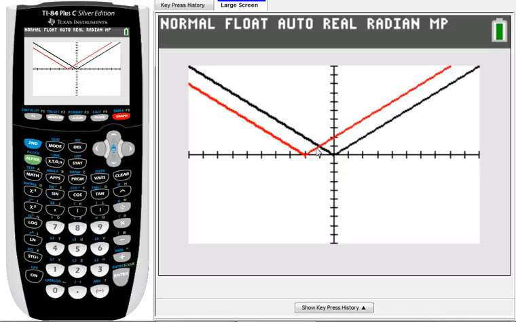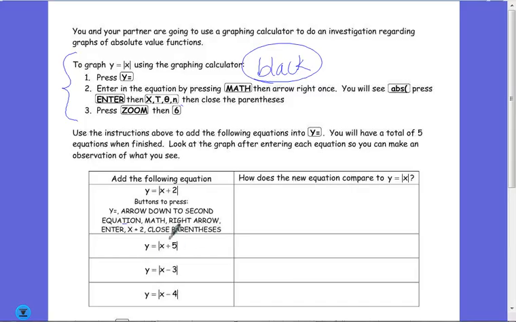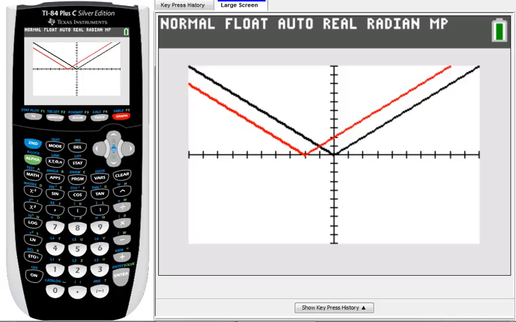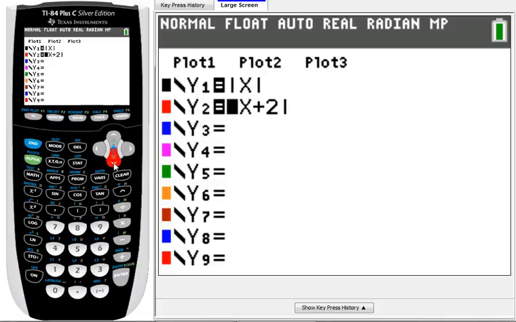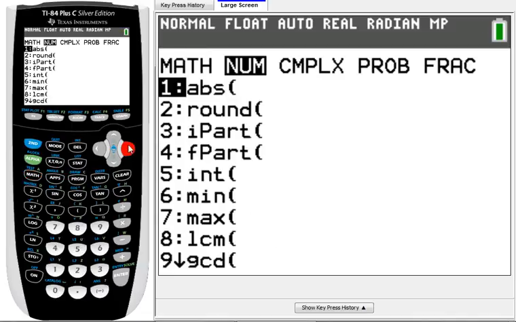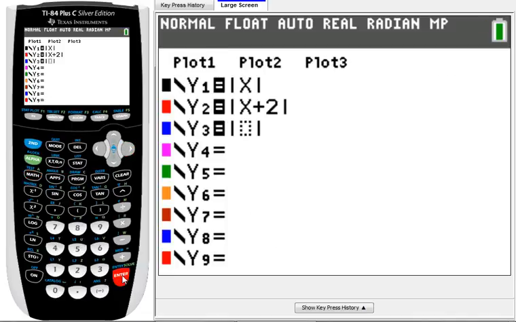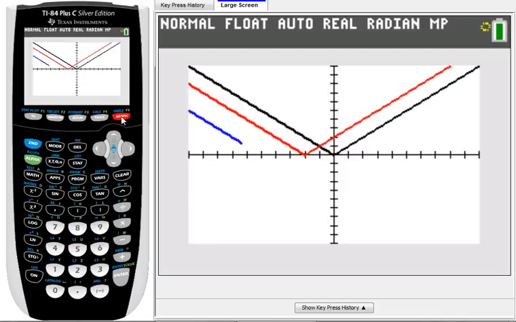Okay, so we're going to wait and discuss all 4 of them at the end. So what we're going to do now is we're going to put in the next equation in the next open spot. So we're doing the absolute value of x plus 5. So y equals, now I want to go down to my third blank. I'm going to press math, go over 1, there's ABS, press enter, and I want x plus 5. Now remember, you're comparing this blue one to the original black one. Press graph. There's our new one.